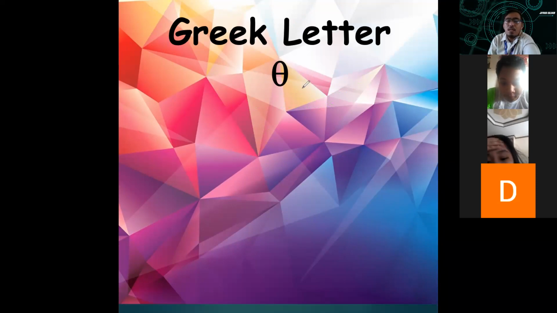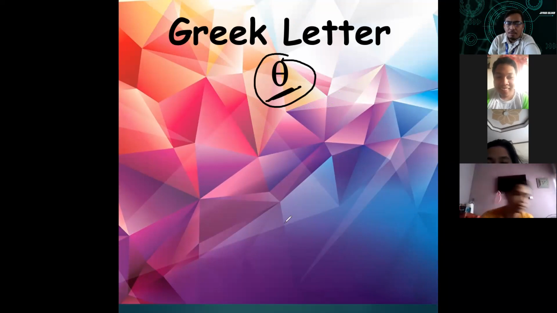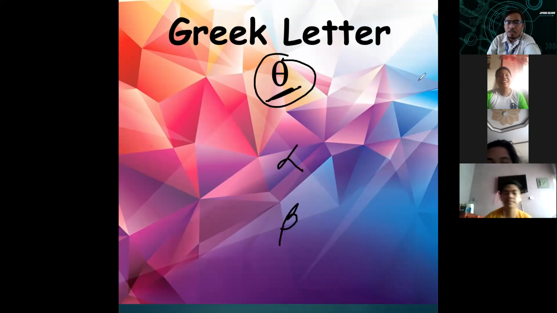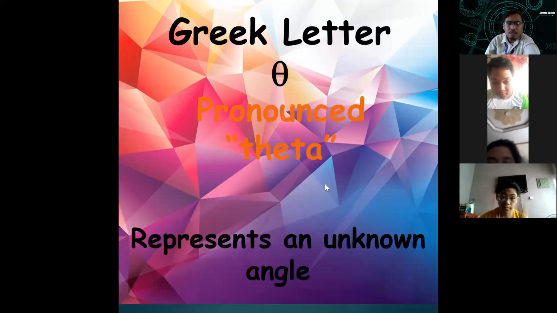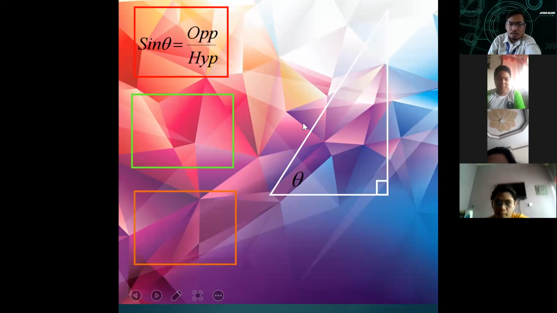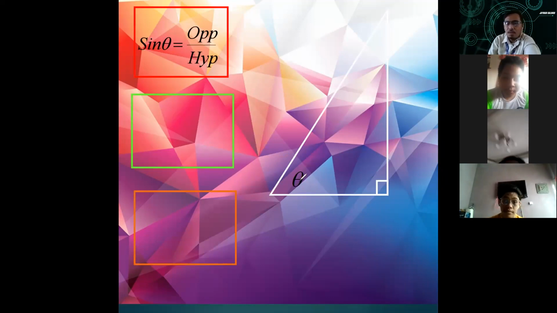In trigonometry, this Greek letter theta will represent an angle. Sometimes it will be alpha or beta or any Greek letter that represents your angle, but most of the time we use theta. So if this is your angle, and this is a right triangle.